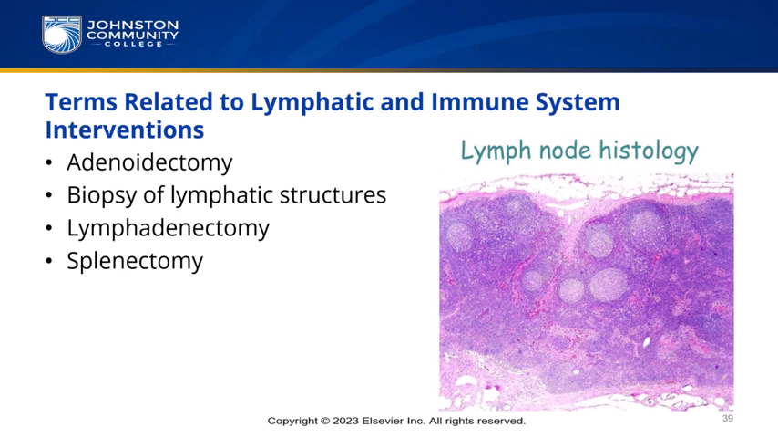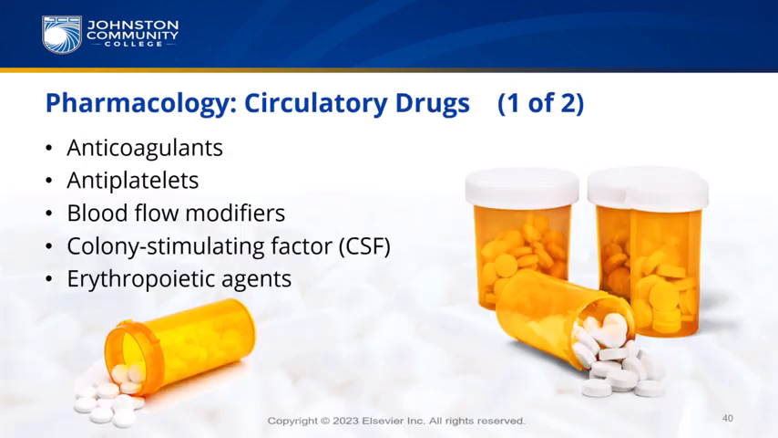Terms related to lymphatic and immune system intervention. An adenoidectomy is the removal of the pharyngeal tonsils, also known as the adenoids. A biopsy of the lymphatic structures is the removal of the lymph nodes or lymphatic tissues as a means of diagnosis and treatment. A lymphadenectomy is the removal of a lymph node, remember the same as a lymph gland? And a splenectomy is the removal of the spleen.